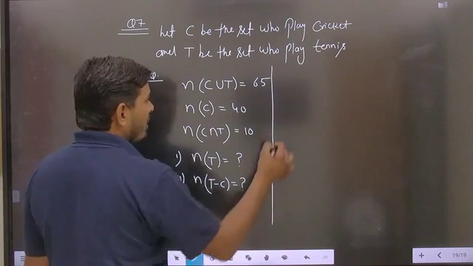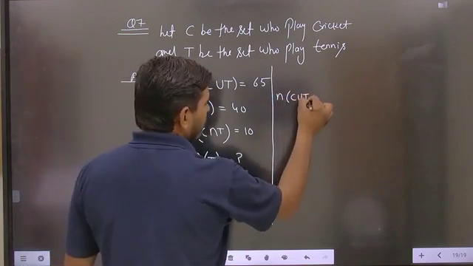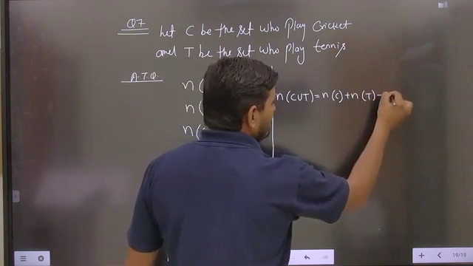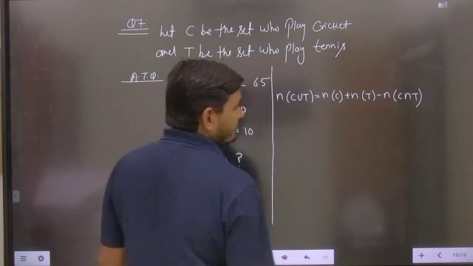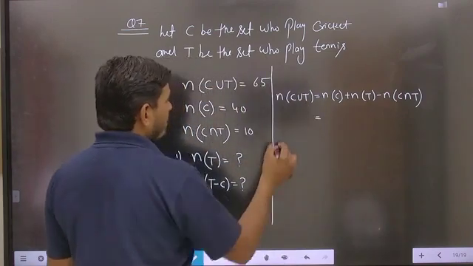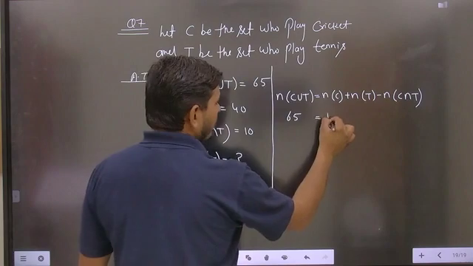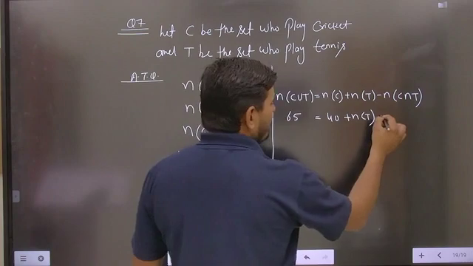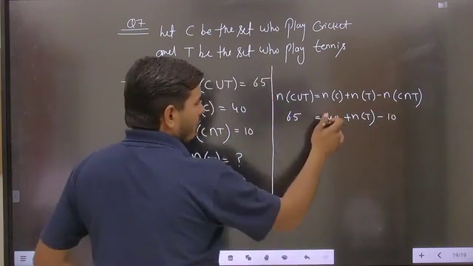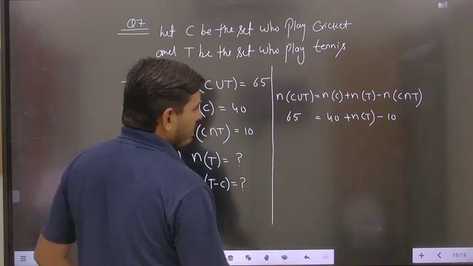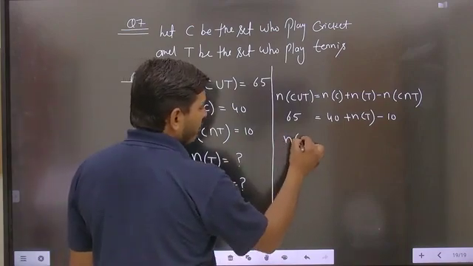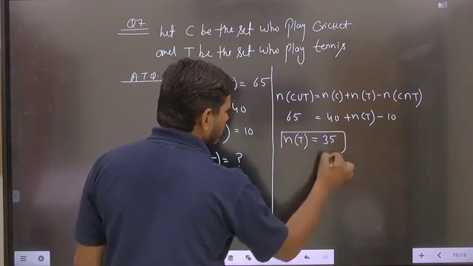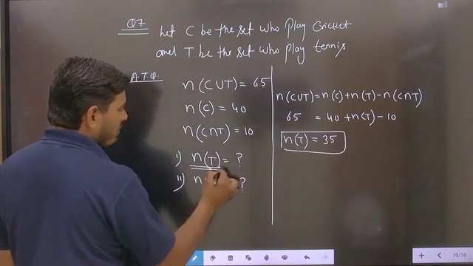So in the very first part, student, we will use the formula: N of C union T equals N of C plus N of T minus N of C intersection T. Next, you can put the values here. This is 65, here this is 40, and here this is to be calculated, and after that we will write here 10. So 40 minus 10 will be 30. 30 is to be subtracted from here. Then the number of persons who like tennis is equal to 35. So the answer of question number 1 will be 35.